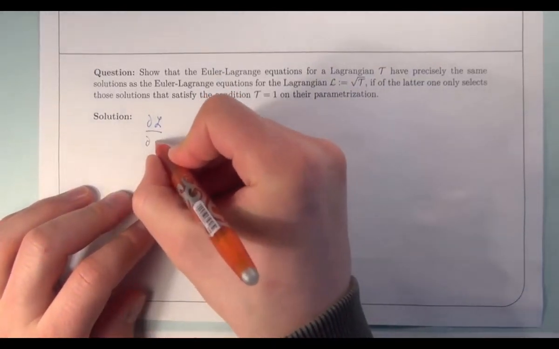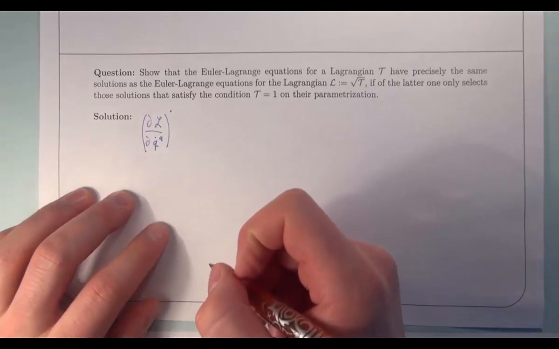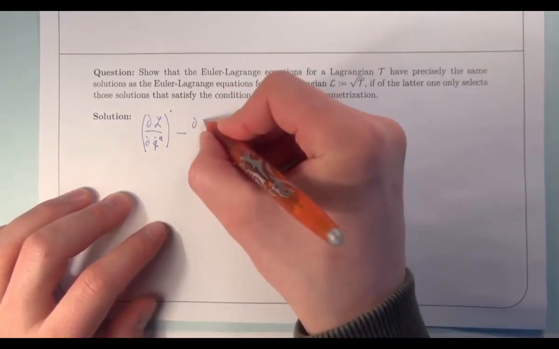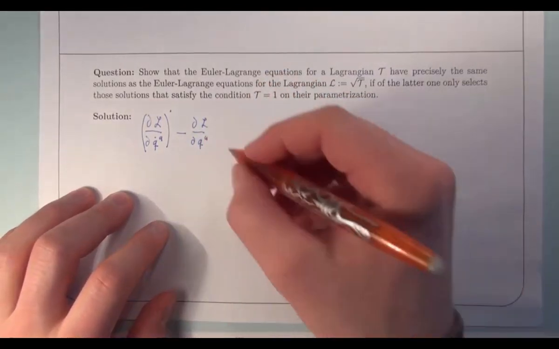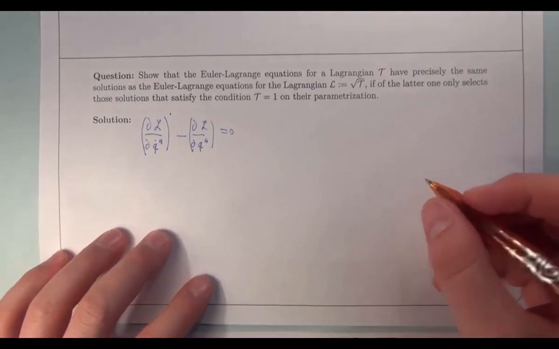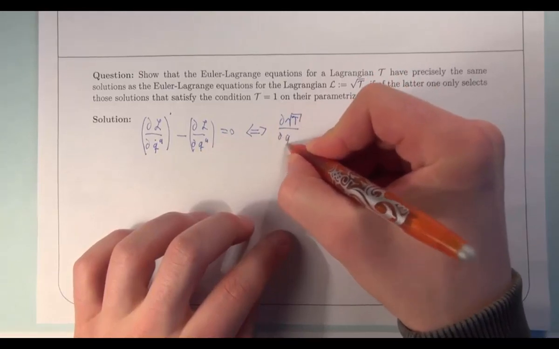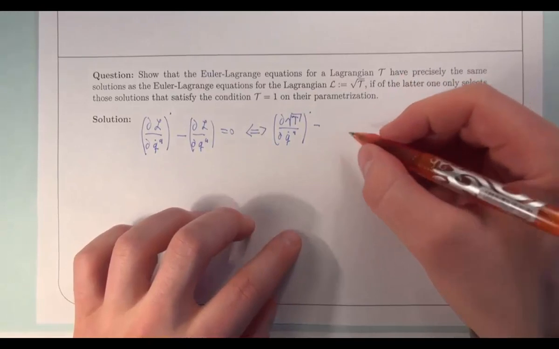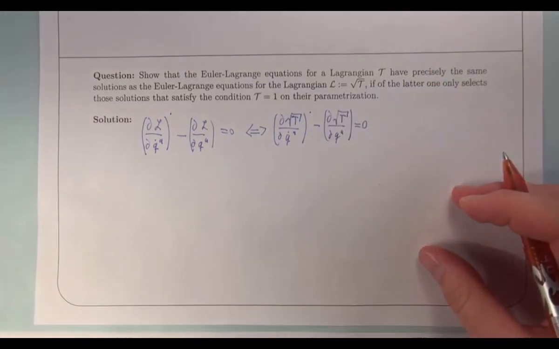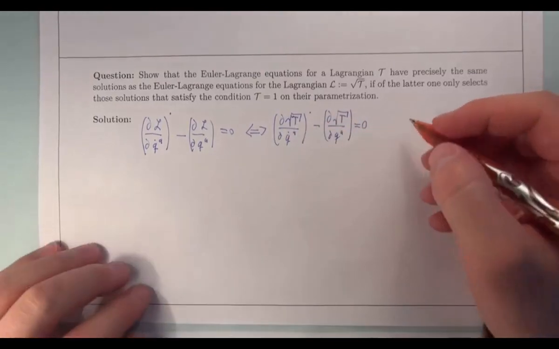It's defined as the derivative of L with respect to q dot a, and after you've taken this, you take the derivative with respect to the parameter, minus the derivative of L with respect to q^a, equals 0. Now just plug in the definition of the square root of T for L. This is equal to d of the square root of T over dq dot a, dotted, minus d of the square root of T over dq^a, equals 0. We now have to do two things. We can first apply the chain rule in both parts.